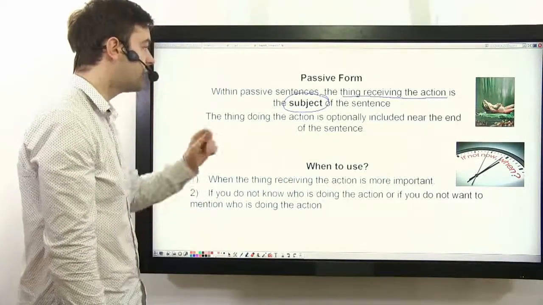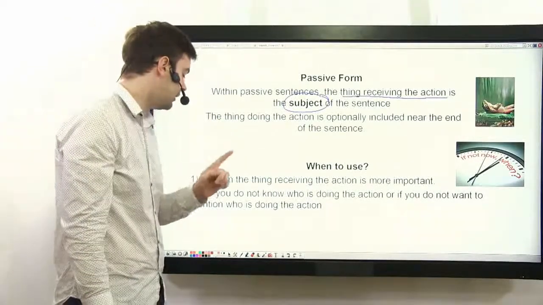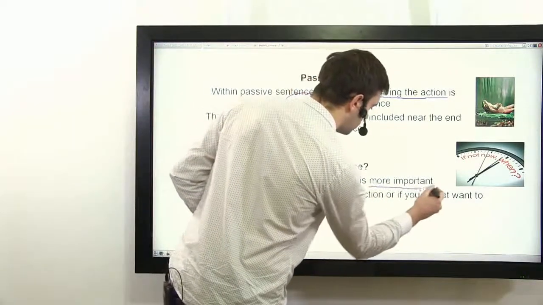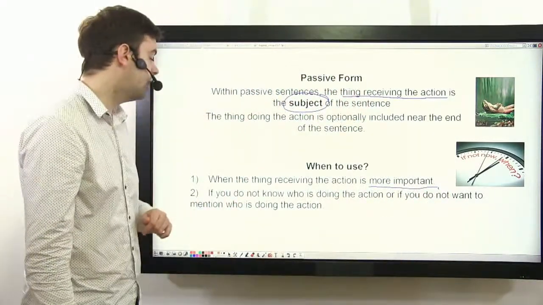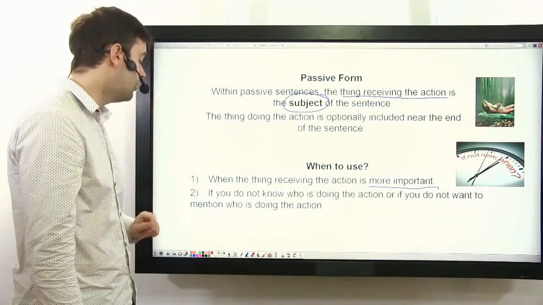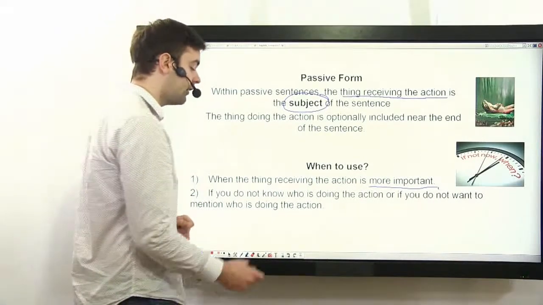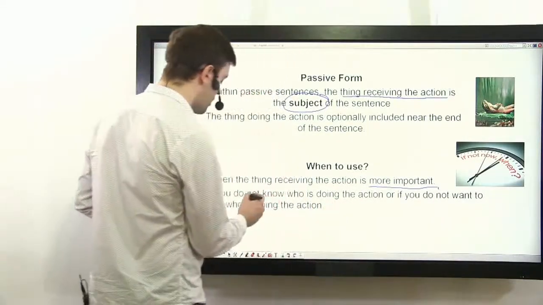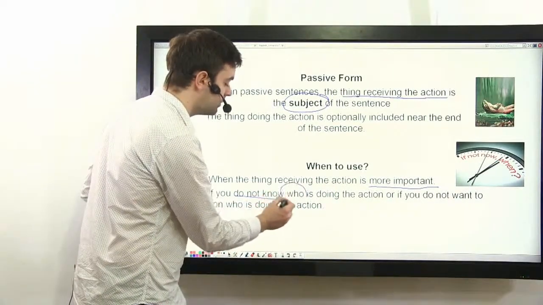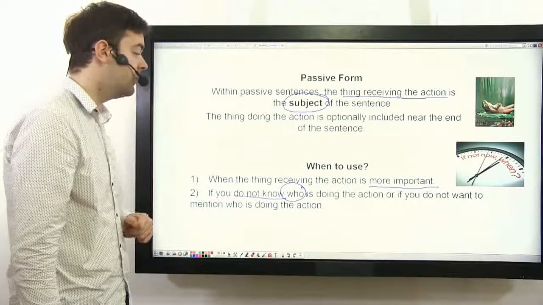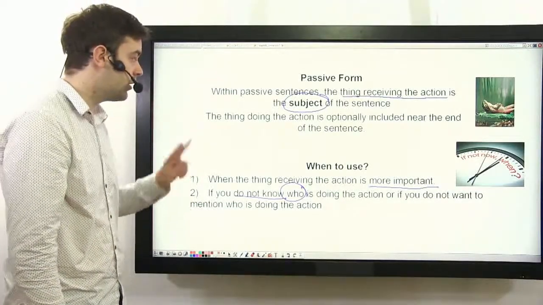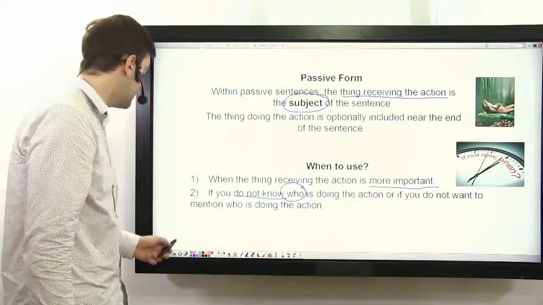So when to use the passive form? Well, the first thing, when the thing receiving the action is more important. Or two, if you do not know who is doing the action, or if you do not want to mention who is doing that action. So those are two reasons to use the passive form.